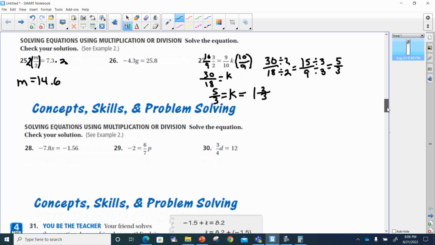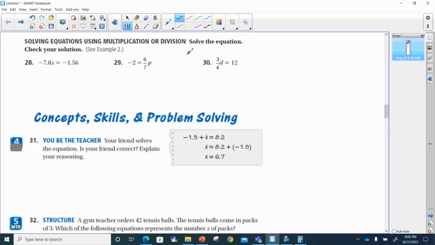All right, let's move on to number 29. Solve the equation, check your answer. Over here, I'm multiplying by 6 over 7 as I did on the other one. I will multiply by 7 over 6. I'll use the inverse. Whatever I multiply to one side, I multiply to the other. This is a -2, so 7 times -2 is -14. And the 6 will remain on the bottom. And that's going to equal P.